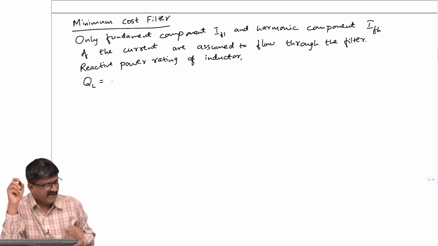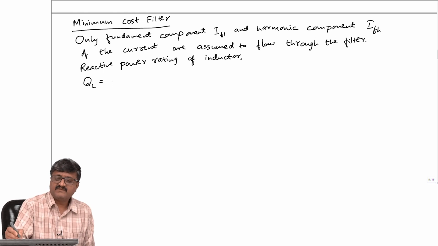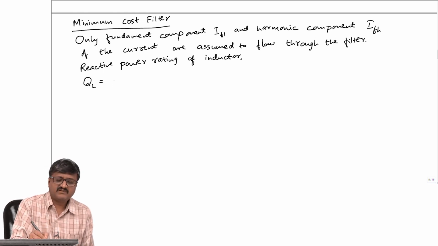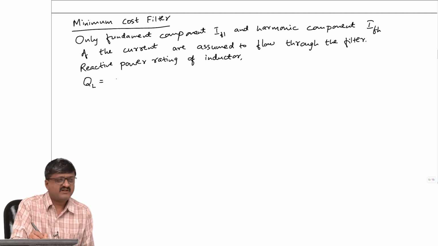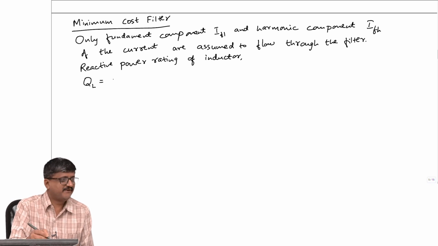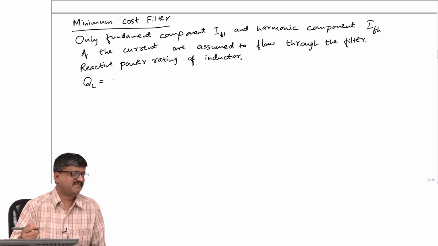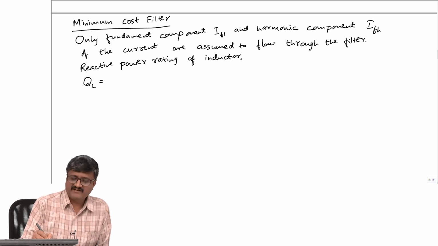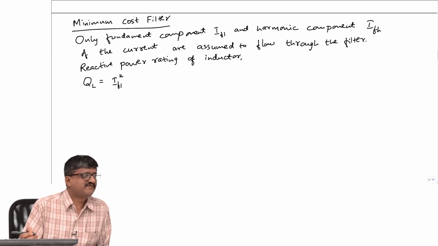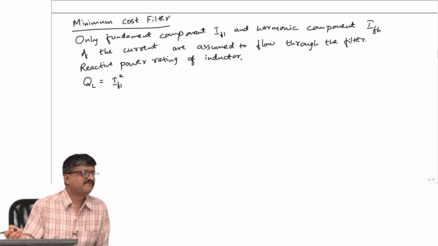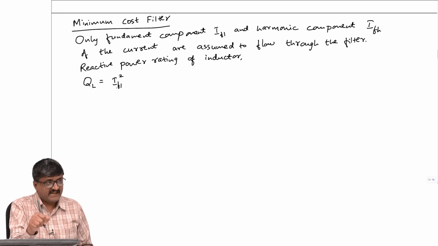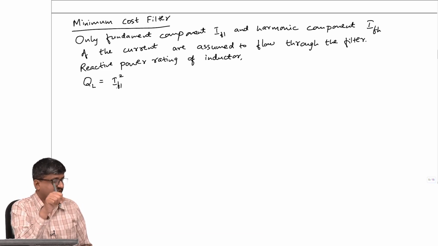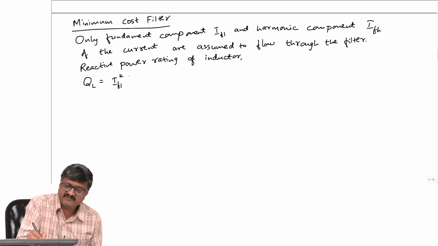So, what is the reactive power corresponding to the fundamental? The current is IF1. How do I get reactive power from current? It is not necessary to get into complex. IF1 square into reactance: the square of the current into reactance gives reactive power, right? So, what is the reactance? Please note reactance depends on frequency, and we are calculating at the fundamental. So, what is the fundamental reactance?